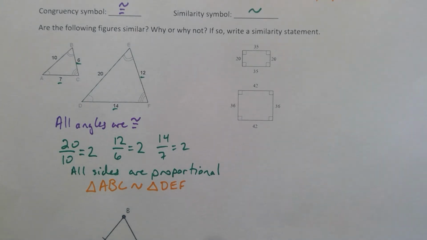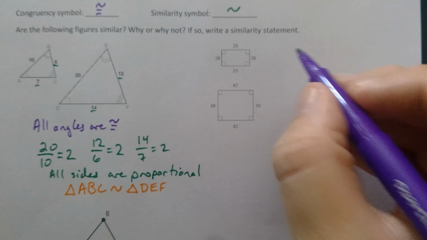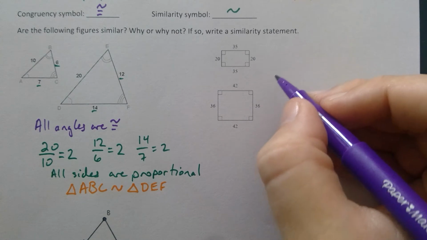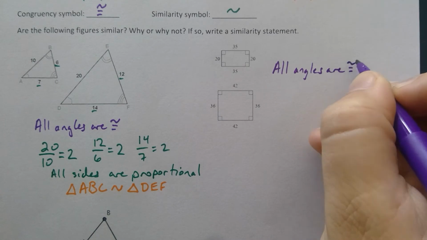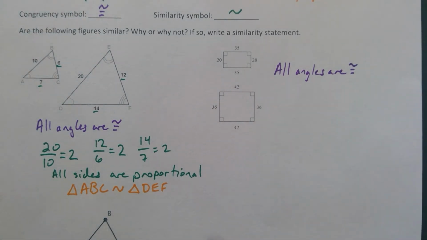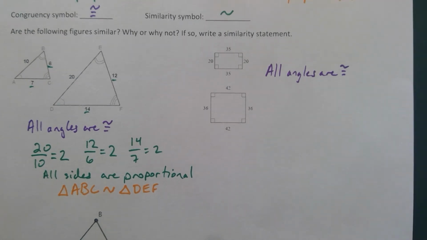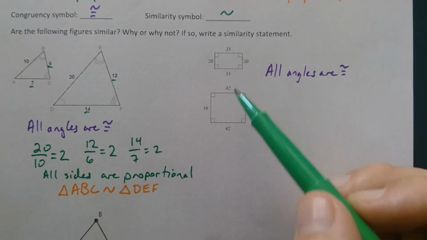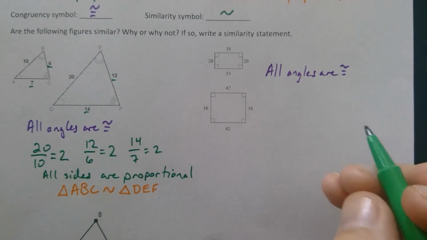Okay. So let's go to our next pair of figures. We have two rectangles here. So we have right angle, right angle, right angle, right angle, and then 4 right angles as well. So we know that all angles are congruent. So let's look at our proportions. Now, since we have rectangles here, we have pairs of congruent sides, so 35 and 35, 42 and 42. We only need to check a couple of these.